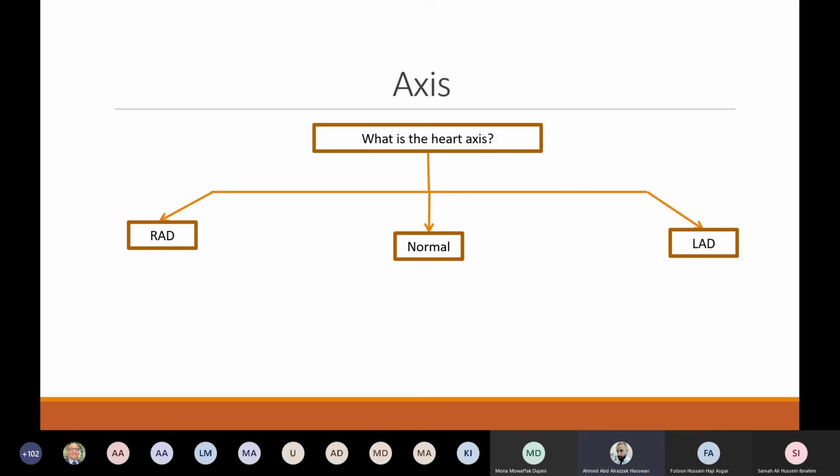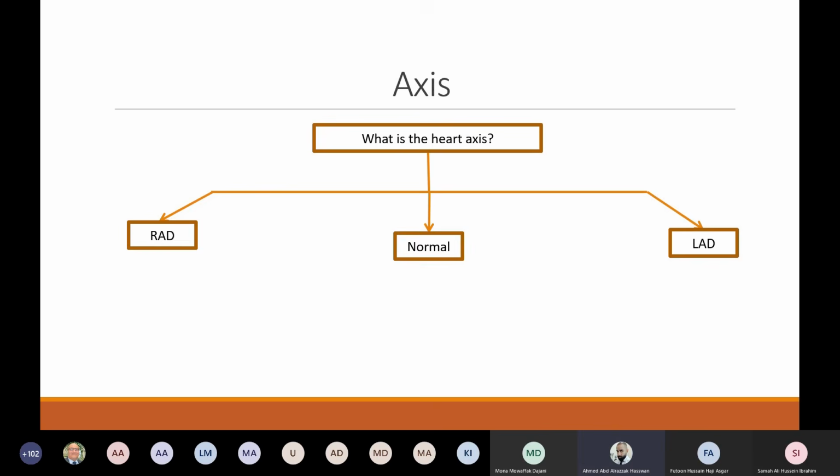Now the heart axis. I don't want to go into so much detail. I have put a few slides for those who are interested in knowing the basics of the heart axis. Simply, the heart axis will be one of three. Is it normal? Is it left axis deviation, or LAD, in short? Or is it right axis deviation?